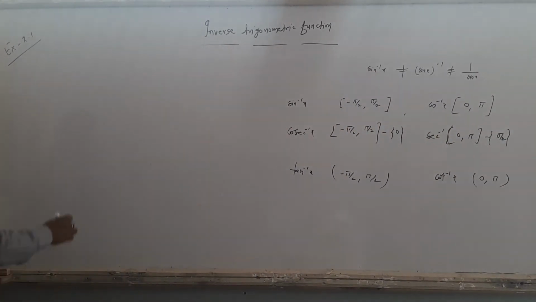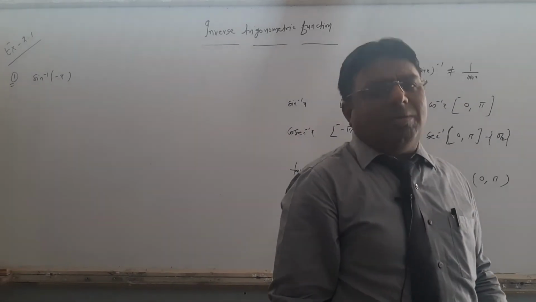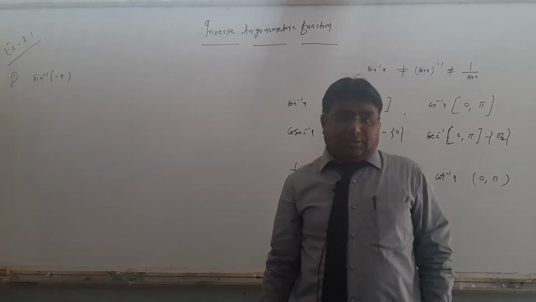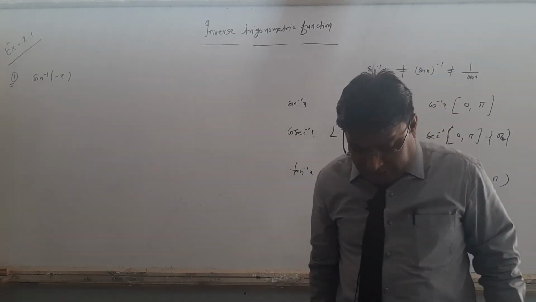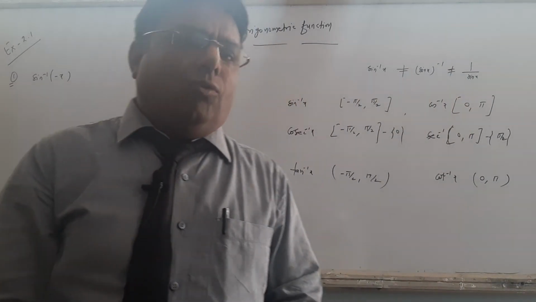Now the second thing: what are the values inside trigonometric functions? Sin minus theta is minus sin theta. Tan minus theta is minus tan theta. Cot minus theta is minus cot theta. But cos minus theta is plus cos theta, and sec minus theta is plus sec theta. Why? When the angle is negative, theta lies in the fourth quadrant.